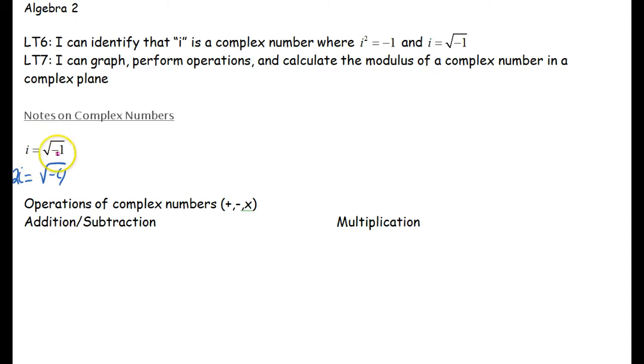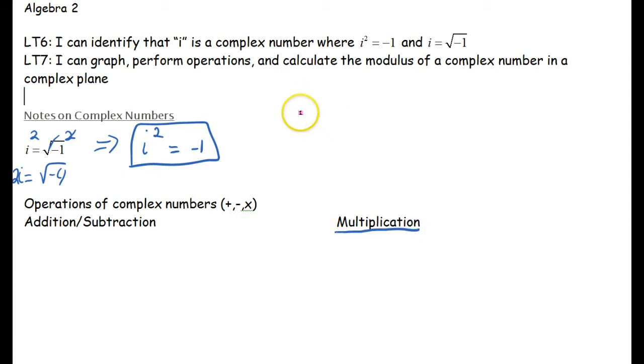So if we look at this base model here, i equals the square root of negative 1, and we perform an operation to both sides, that being a squared, we would get i squared equals, squaring a square root cancels that operation out because they're inverses. This i squared equals negative 1. Now this is going to be very important when we get to multiplication of what's called a complex number, and you'll see that in a second. But let's first talk about what a complex number is.